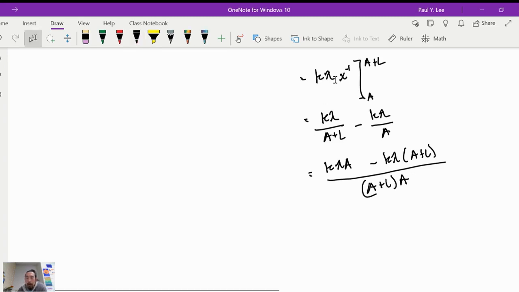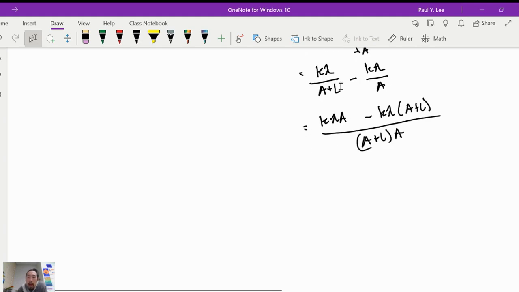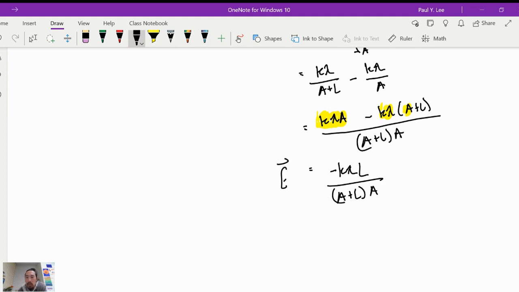All right. Now here we're going to use a little bit of math magic, and we're going to see how certain things get canceled out. So here we see k lambda a, and here we see k lambda with the minus sign, and here's the a. So if we distribute this k lambda and this a, that's a negative version of the first part that we highlighted. So the two will cancel out, leaving us with only negative k lambda l all over a plus l times a. And this is our final answer, and that negative simply means that we have something going to the left right there.